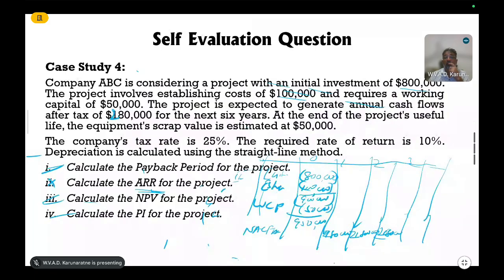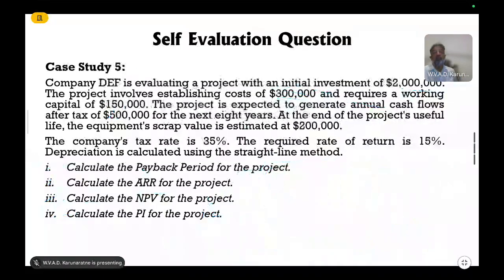Then the scrap value 50,000. Scrap value and working capital. Scrap value 50,000. That is the cash flow at the end of the period. Working capital requirement, it will be recovered at the end of the project. Right. Likewise, you can rearrange your worksheet, and ultimately we can multiply this by the given discount factors. And the tax rate is also given, right? So you can further adjust it.